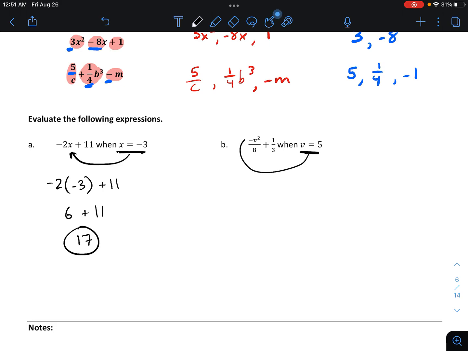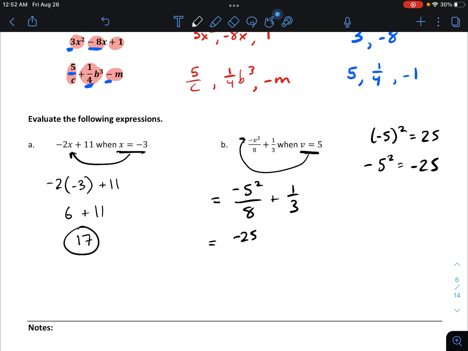Then I'm going to take this v equals 5 and plug it in. Now remember the difference, right? If I had negative 5 squared with parentheses, this would be negative 5 times negative 5, which is positive. But if I have negative 5 squared without parentheses, I have to do exponents first, right? That's order of operations. So this would be like negative 25, all right? And this is the situation we have to work with this time, right? When I plug in that 5, that gives me a negative 5 squared over 8 plus 1/3. And that's going to be equal to negative 25 over 8 plus 1/3.